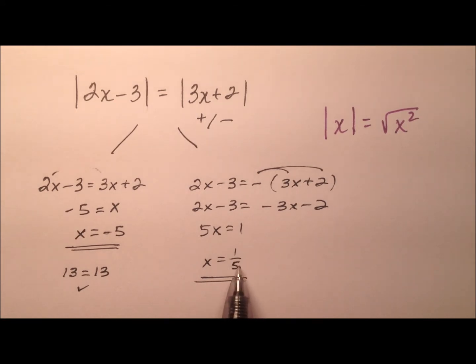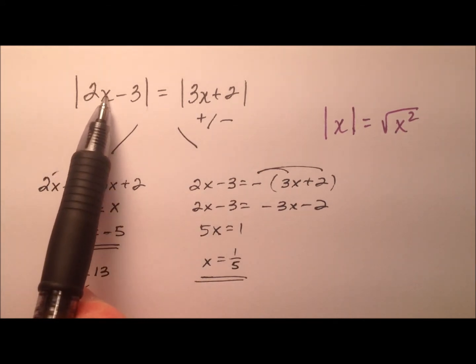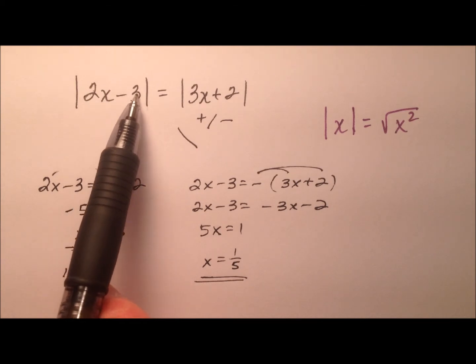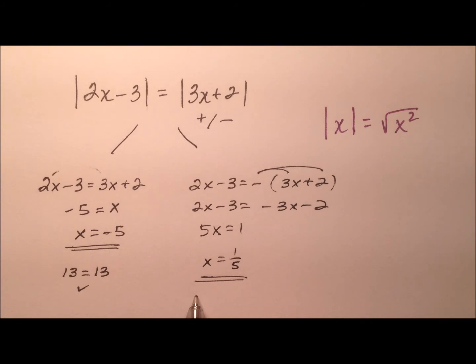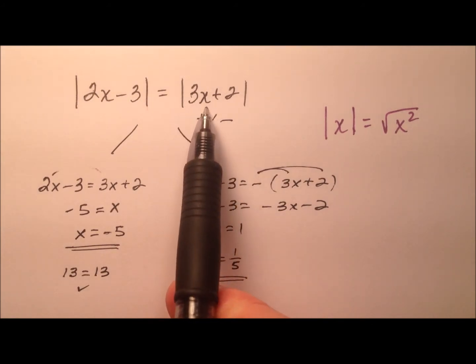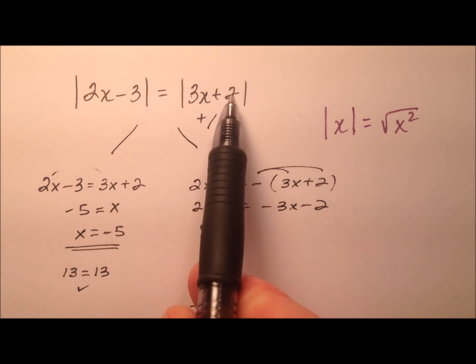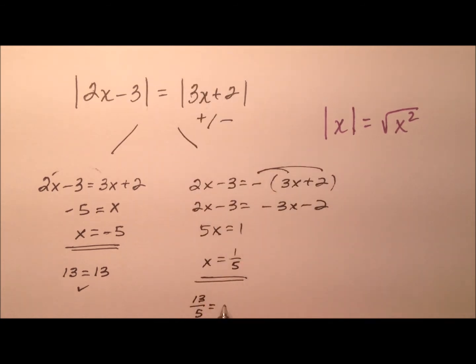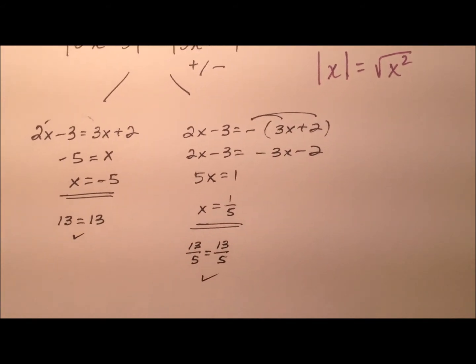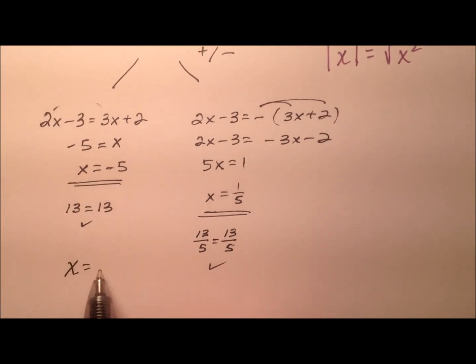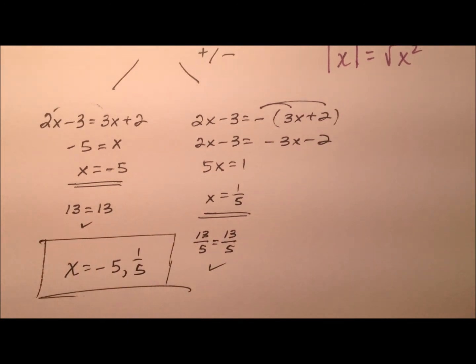So let's do 1/5 real quick. So 2 times a fifth is 2/5, and then minus 3 will be negative 13/5. Absolute value, 13/5. Okay, so 3 times a fifth, 3/5, plus 2 will be 13/5. Absolute value, again, 13/5. Okay, so both of these values work. So we can say x equals negative 5 and 1/5. Okay, so there's the solution set.